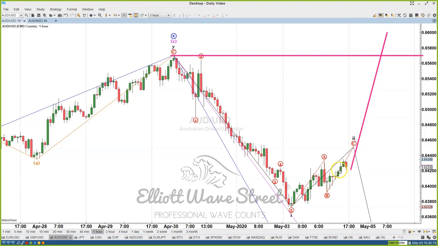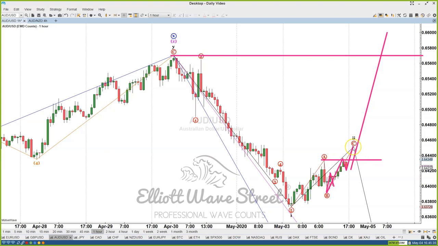So one of the things that we can do is wait a little bit more for the Aussie to move a little bit higher here. Here we can have an impulse. And I would like to add the resistance line here at the top of A. So the same as the others.